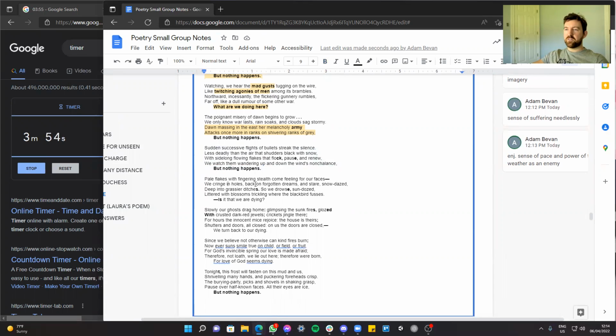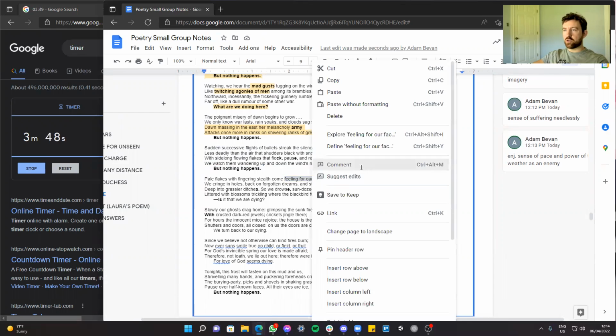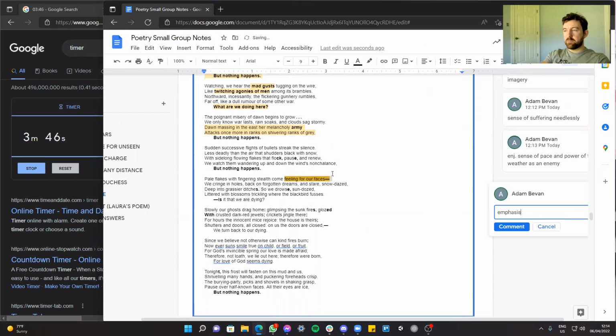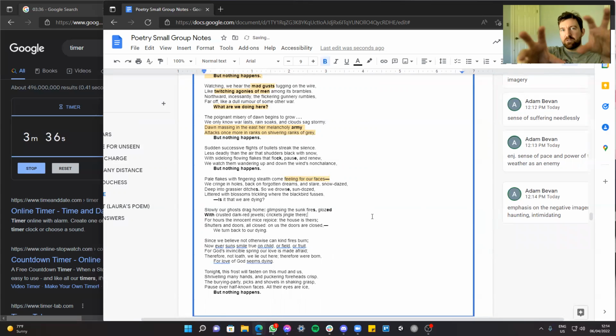Pale flakes with fingering stealth come feeling for our faces. Now that hyphen also really emphasizes the very negative imagery, haunting, intimidating. It's this idea that the weather is this monster that's coming out, feeling for their faces and grabbing at them. It's very scary. And the hyphenation really helps to slow down the pace and emphasize that even more.